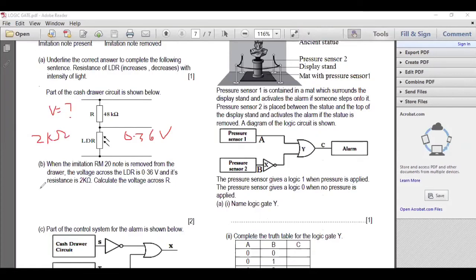Same thing, use the ratio method. If 2 kilo ohm is equivalent to 0.36 volt, then if you have 48 kilo ohm, what is the voltage? 48 divided by 2 times 0.36. So you get 8.64 volt. Okay, 8.64. Next.